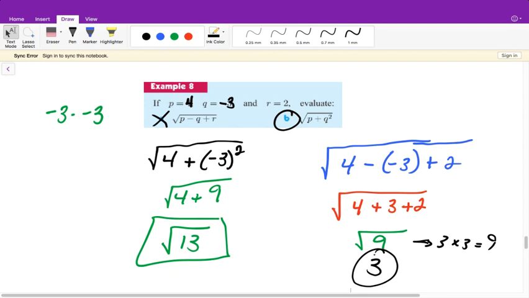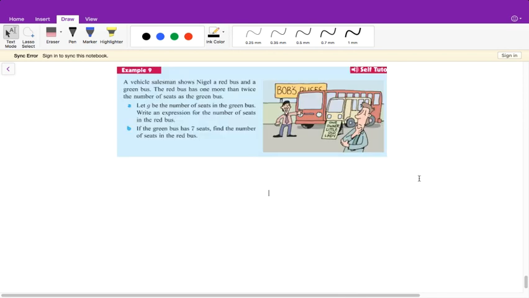All right, now let's move on to the last problem. All right, so for this last example, you're given a word problem. You have to translate it into an equation, and then we're going to solve. So it says a vehicle salesman shows Nigel a red bus and a green bus. The red bus has one more than twice the number of seats as a green bus. So we need to go ahead and rewrite this. It says let G be the number of seats in the green bus. Write an expression for the number of seats in the red bus.